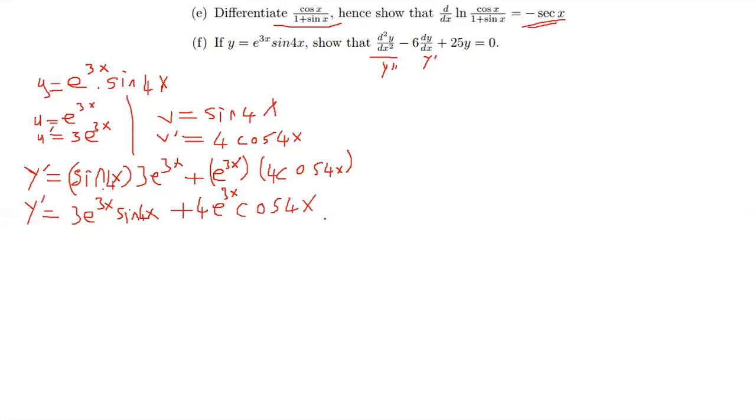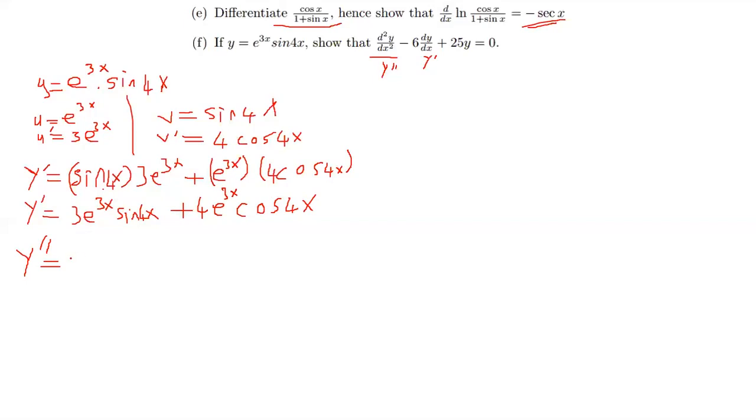Again, to find y double prime, you're going to differentiate the same expression again. You differentiate this part using the product rule, and you also differentiate this other part using the product rule, and then we insert them in this expression. So this part is u, this part is v, and then this part is u again, and this part is v again. I'll start with this part first.